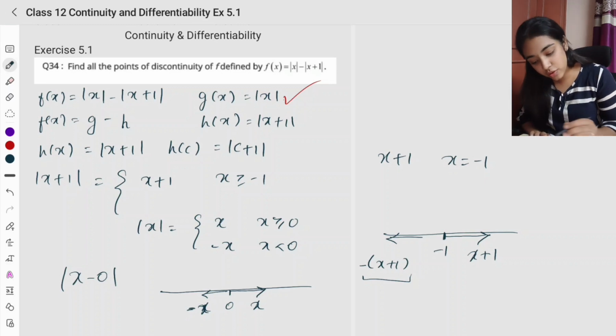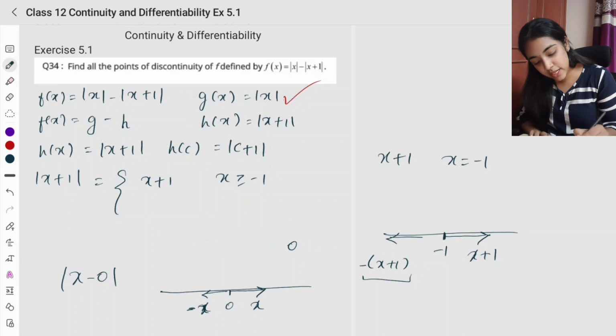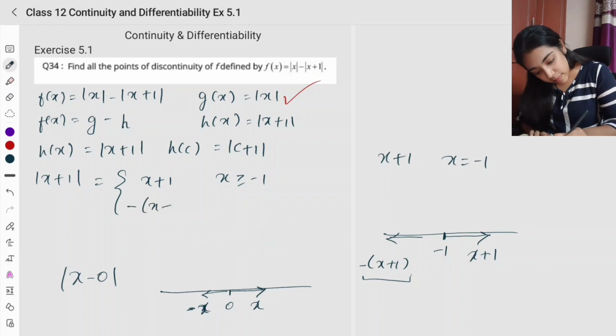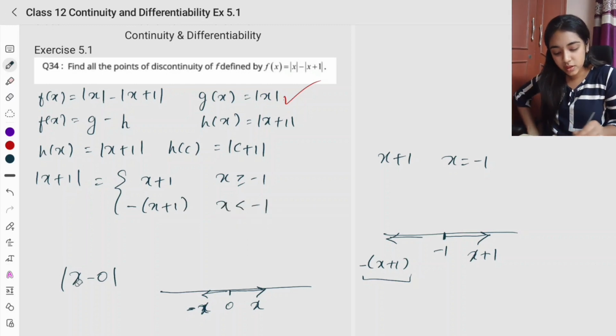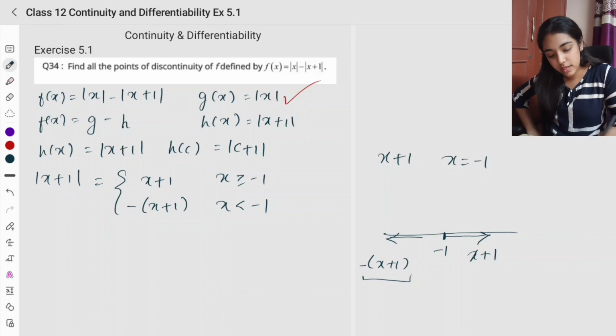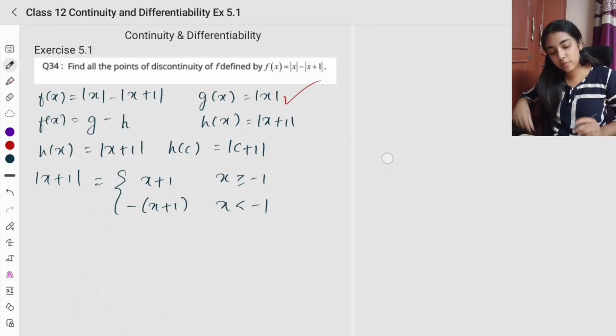Okay, so how is your condition going to look like? Your condition will look like this. When I erase this part, I'll have minus of x plus 1 when x is less than minus 1. Do you understand how we get it? Okay, now I have two different functions for mod of x plus 1.